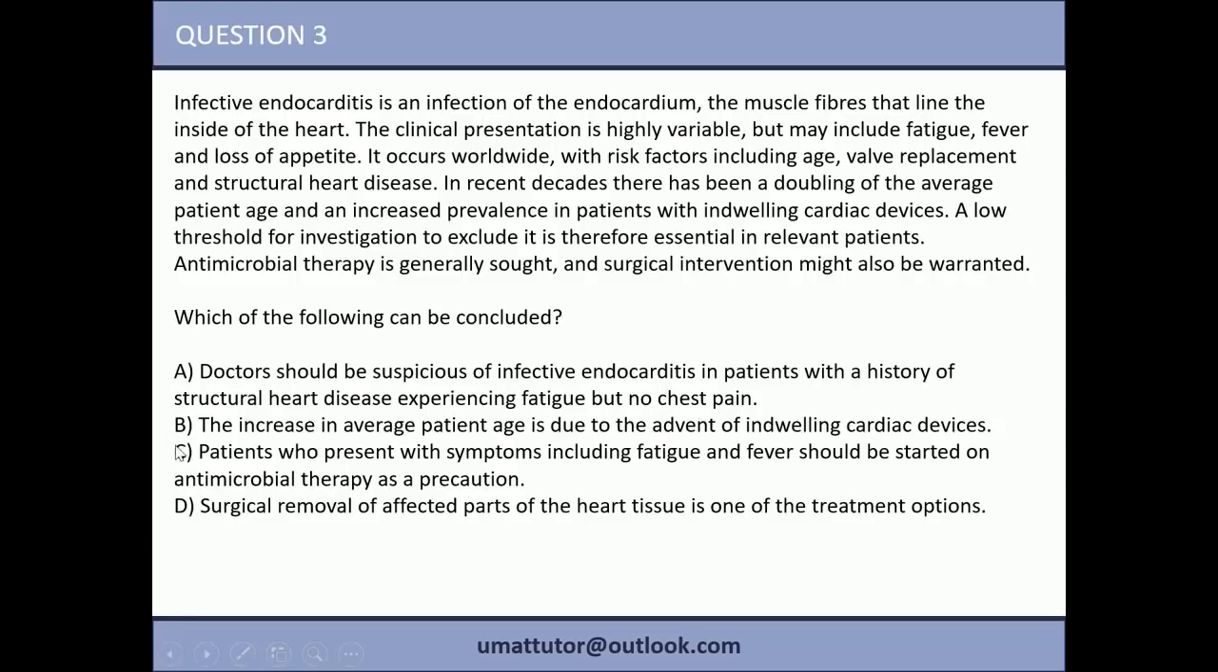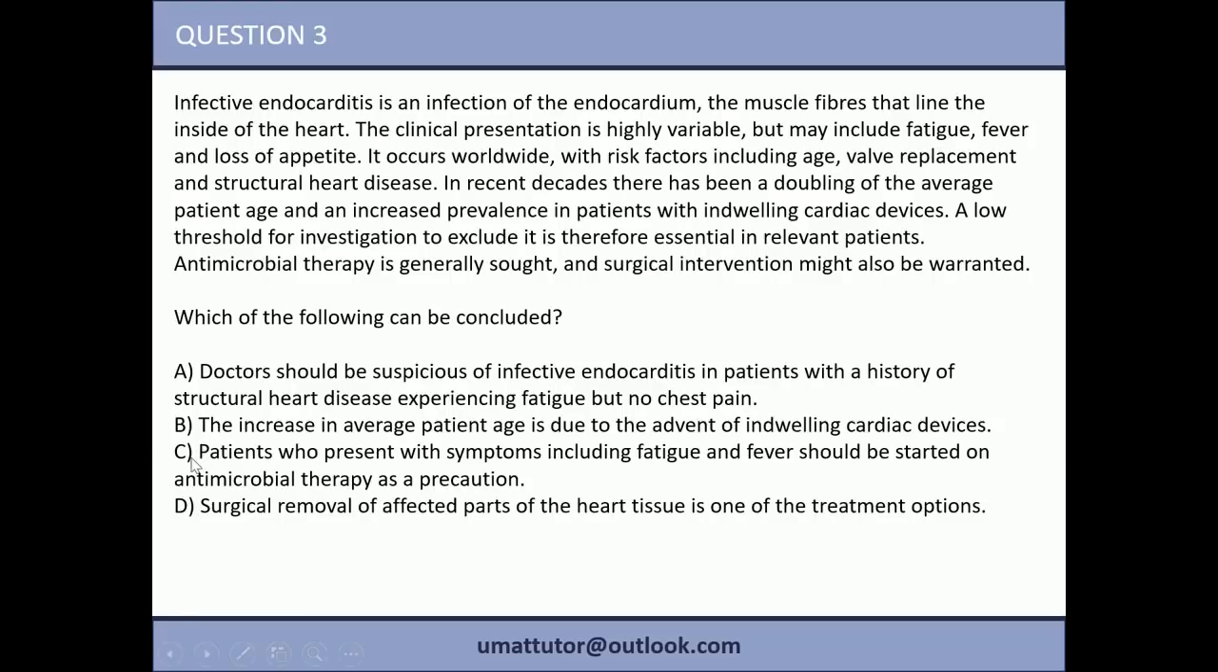With B, the increase in average patient age is due to the advent of indwelling cardiac devices. So again, important to keep within the scope of what you've been given. It does mention an increase in average patient age, and it does say that indwelling cardiac devices are a risk factor, but we can't say that the increase in age is due to that. There's no causal link identified in the passage, and there are quite a few risk factors apart from that. So we really can't say with certainty that that is the main or the sole contributing factor there. So at this point, I think A is a better option than B still.